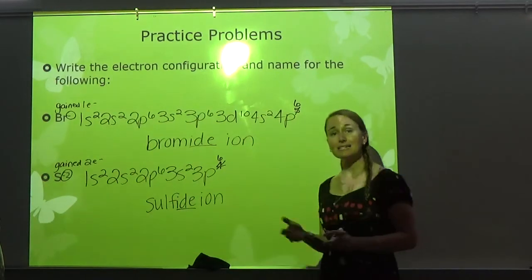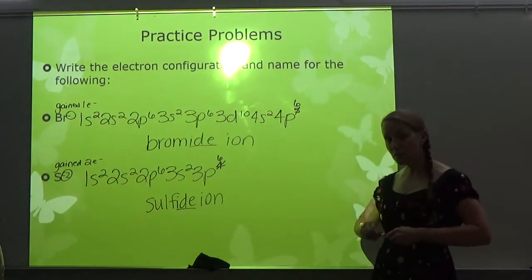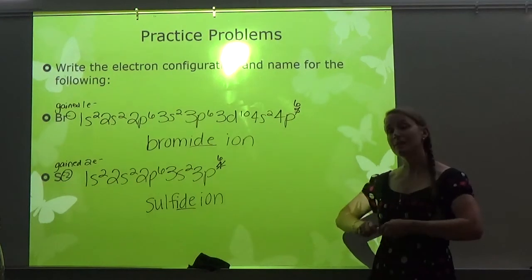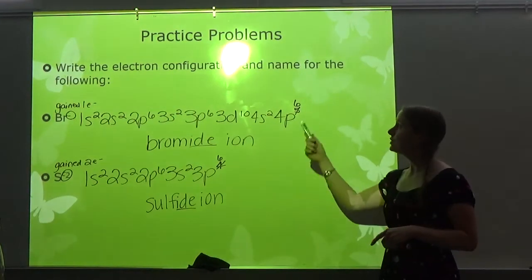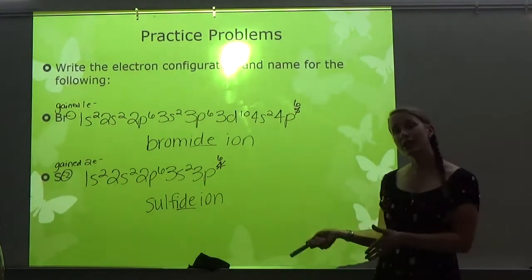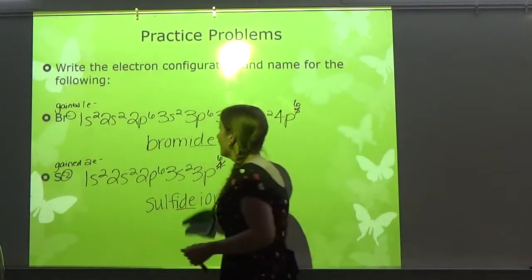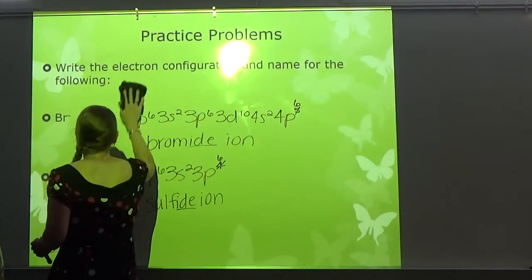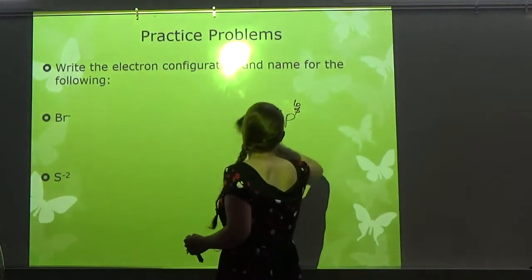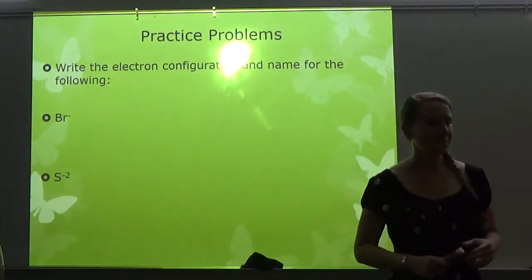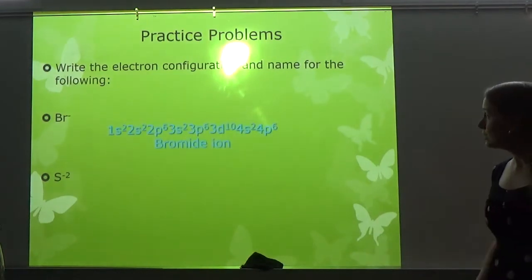So remember, for positive ions, you are going to take away electrons, and the name stays the same. For negative ions, you're going to add electrons and then change the ending of the element name to ide. So like I said, hopefully you're good at electron configuration and this all makes total sense and you think it's super easy. If not, go back and watch chapter 5 again.